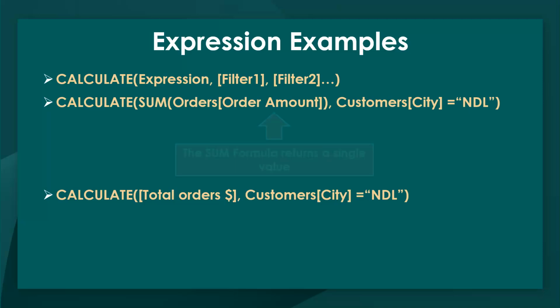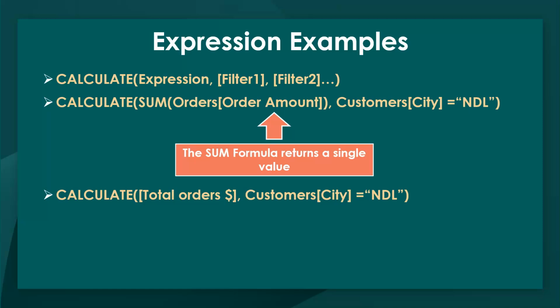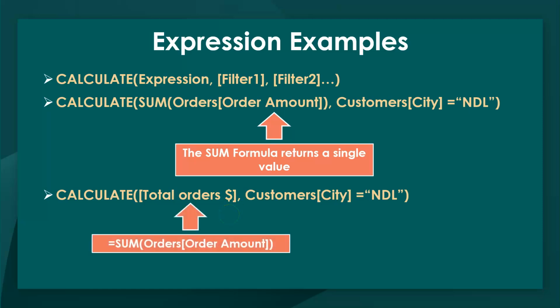One important point: in the expression, we have defined that we want the sum of the order amount column from the orders table. What if I put this calculation into one explicit measure? When I write another explicit measure, I can call that specific part in it. Here you can see Total Orders in square brackets. This is the name of the explicit measure which I am calling, and in that measure I have already defined the sum of the order amount column from the orders table.